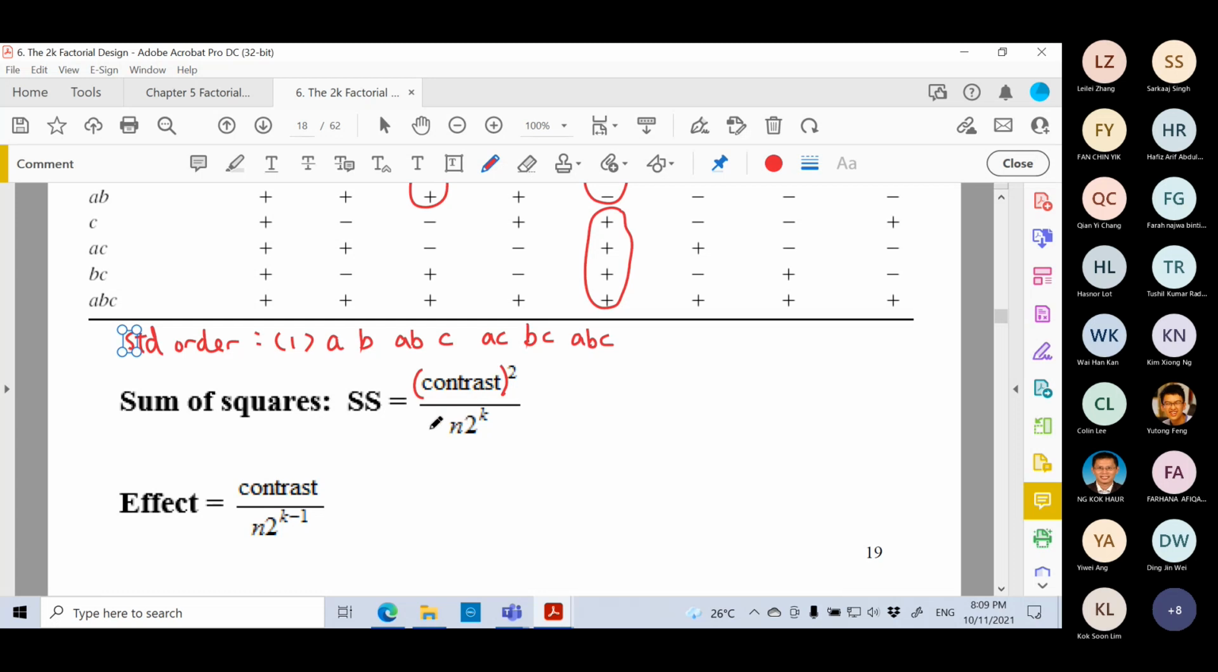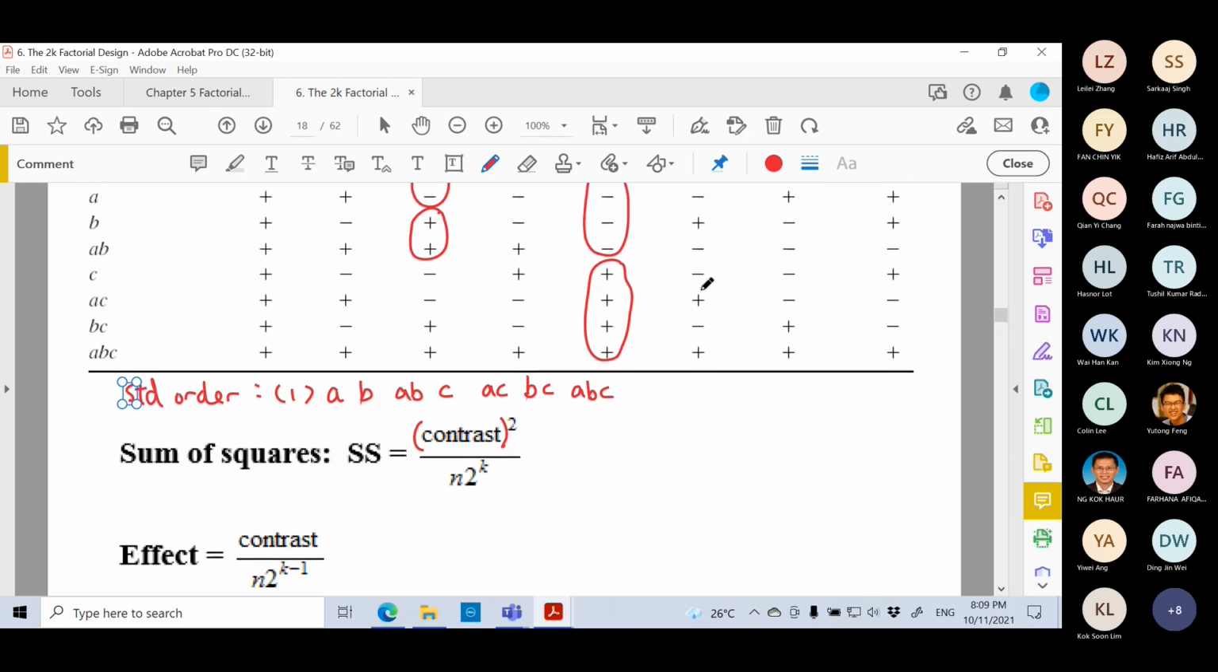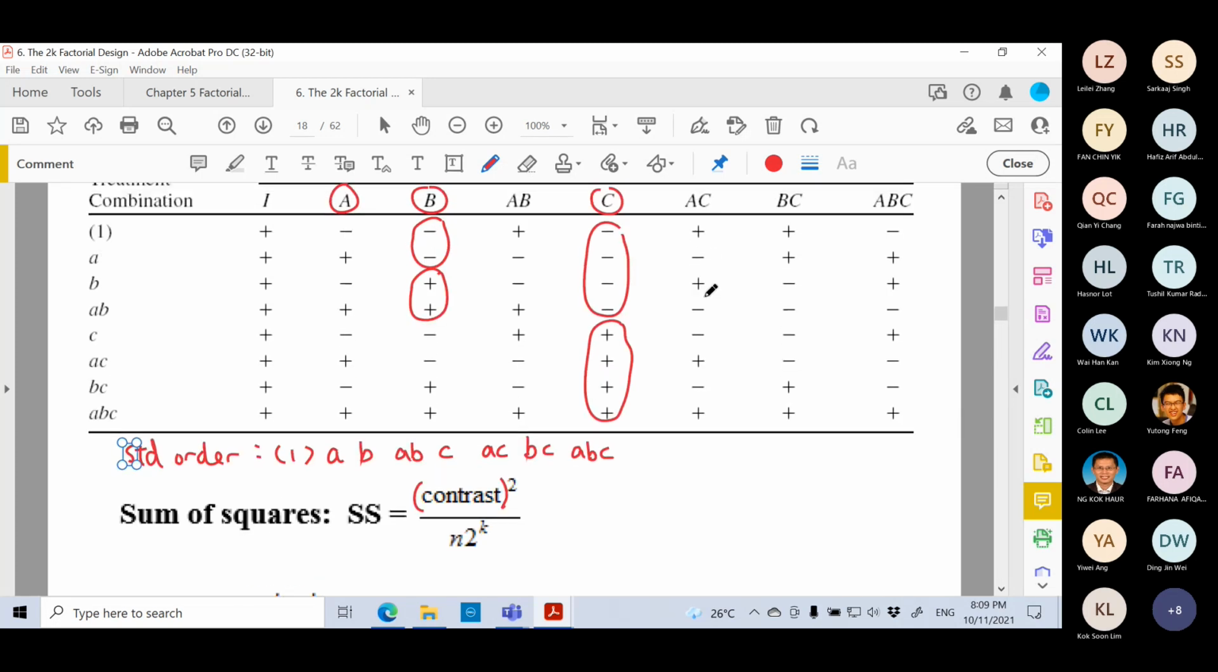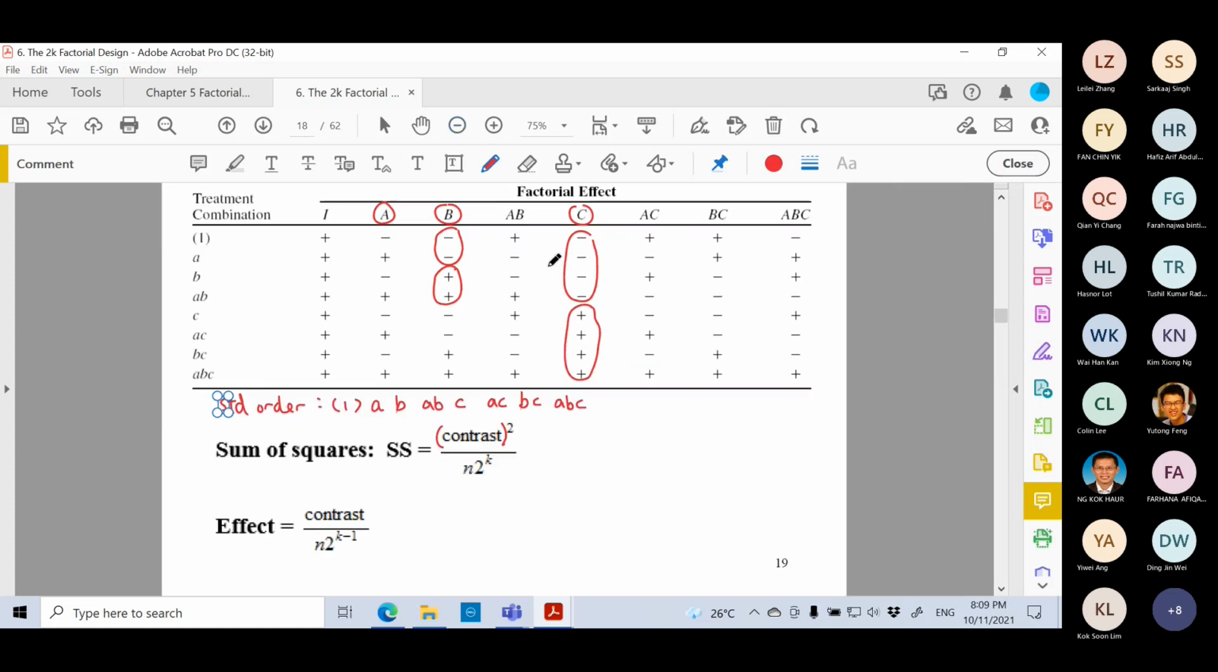This one is only for the case of the 2 to the power of k factorial design, where you can use your contrast. What is meant by a contrast is given by the plus minus signs here. You have minus 1 plus A and so on. Okay. So here I have shown you the general formula for the contrast.